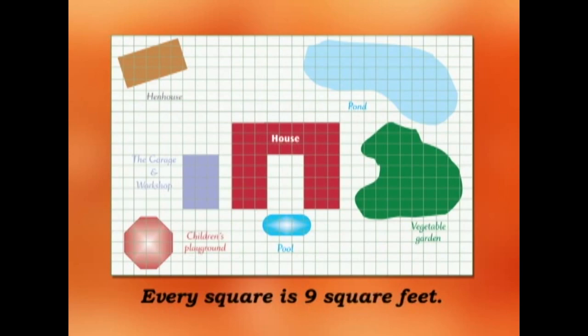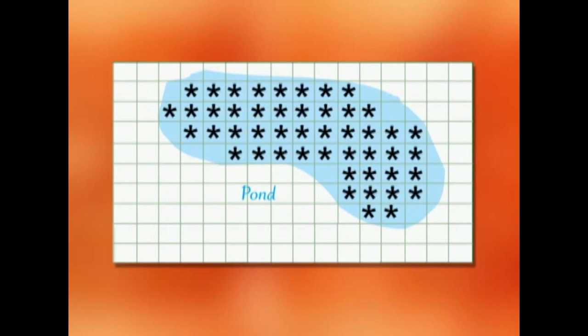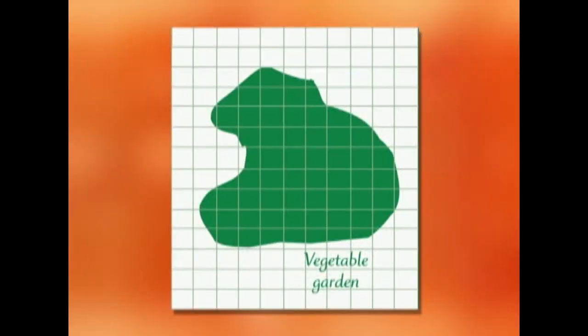What about the area of the pond? How do we measure the area of the pond? Well, if you remember, we look at the pond and we first count all the complete squares in the pond. Then we count all the squares where half the square is in the pond. And we multiply by 9 to find the area of the pond, just like we did with all the islands, you remember? We work in the same way with the vegetable garden. The pond and the vegetable garden are irregular shapes.